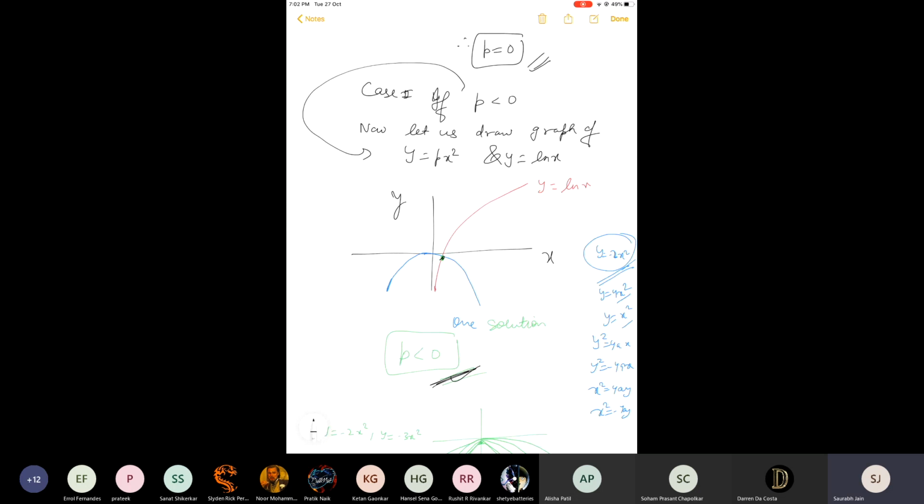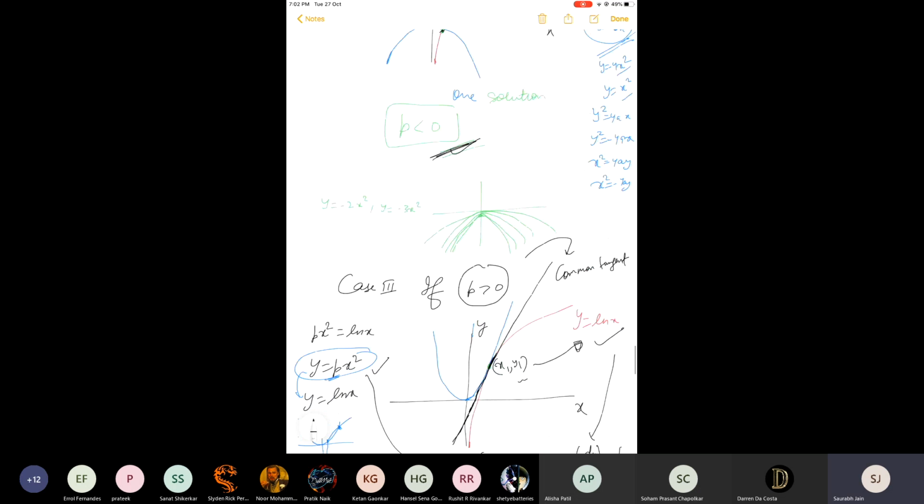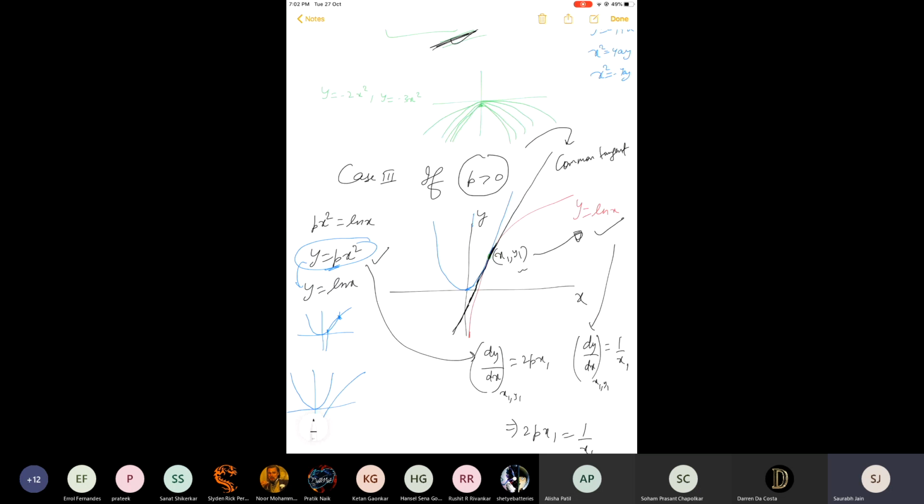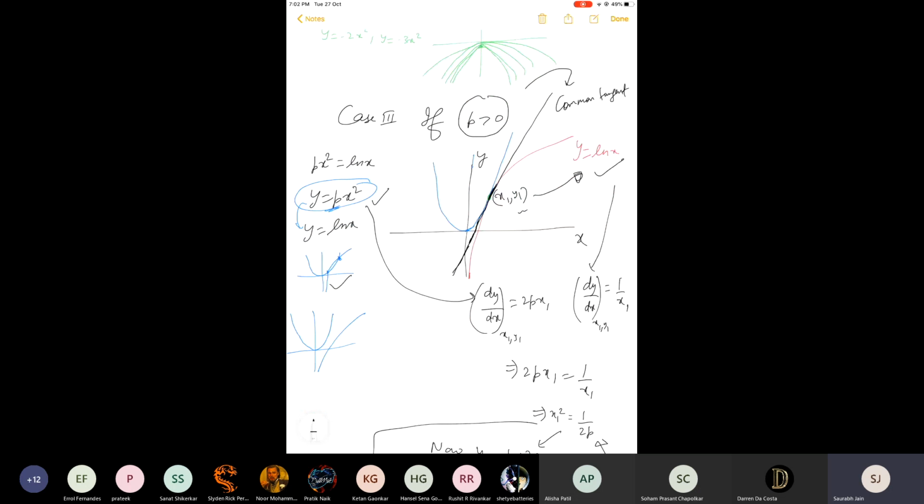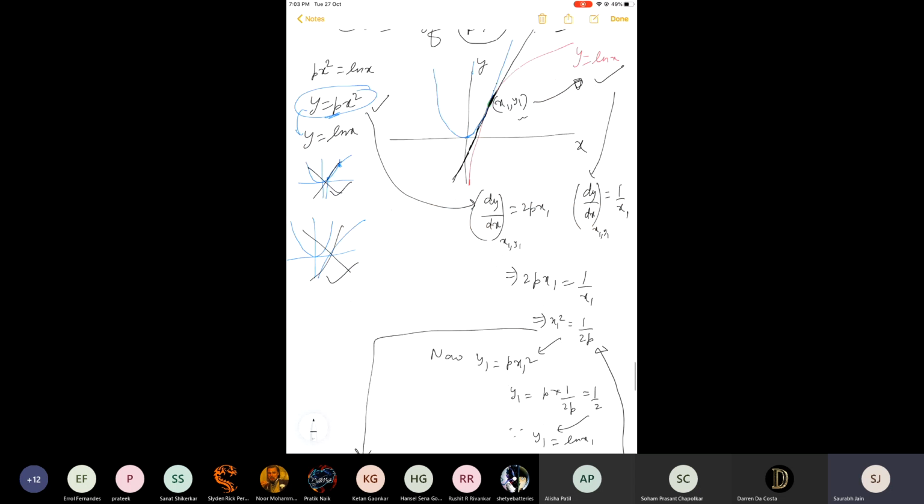So for all negative p's, you will get a parabola opening downward. They will always cut ln x at one point. So all negative p's are acceptable. But when I was taking this case of p greater than 0, I told you they can cut at 2 points, they may not cut at all, but they are not acceptable. I want one solution. So that will be the case when both of them will be touching each other. If they will be touching each other, they will have a common tangent. Common tangent means its slope will be same whether you find it from the parabola or from ln x. So I differentiated both of them and equated. As a result, I got x1 square as 1 by 2p.